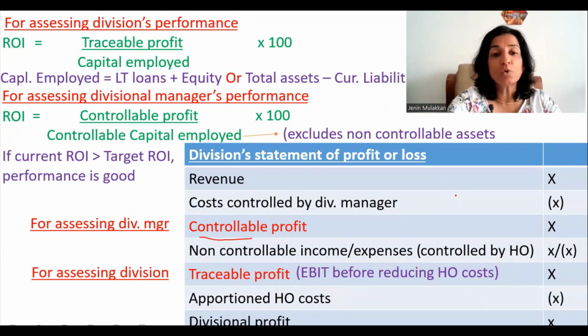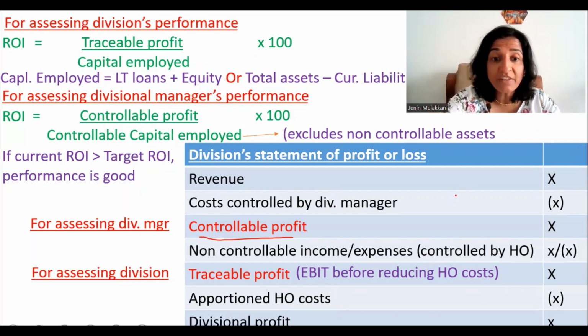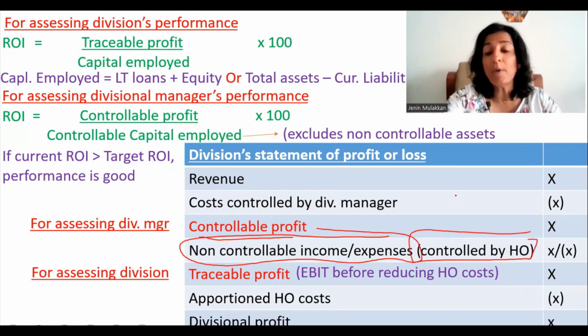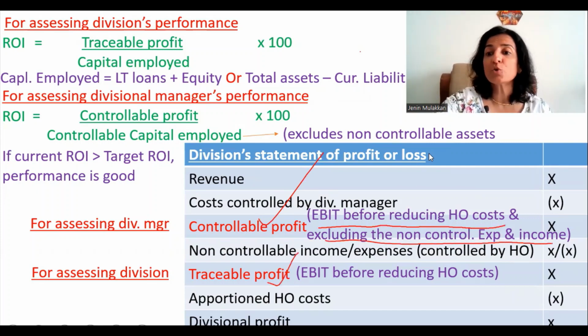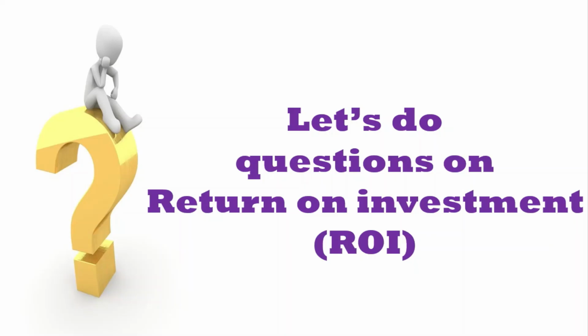Now coming to the controllable profit. Controllable profit is a level up, which means that what have they excluded? They are excluding the non-controllable income and expenses, or those income or expenses which are controlled by the head office. So the controllable profit is earnings before reducing the head office cost, that is actually the traceable profit, and also excluding the non-controllable expenses and income.